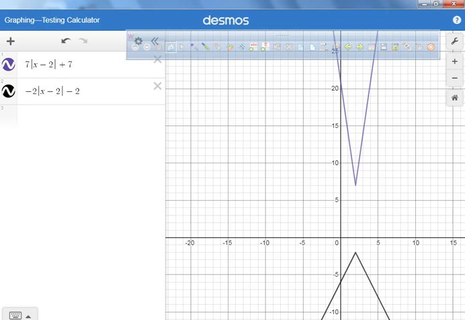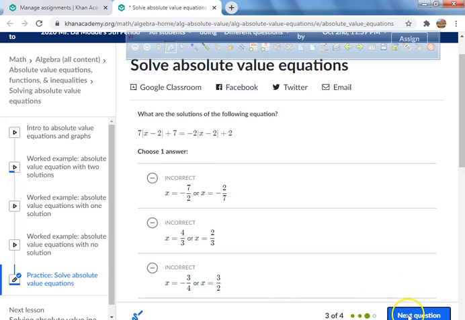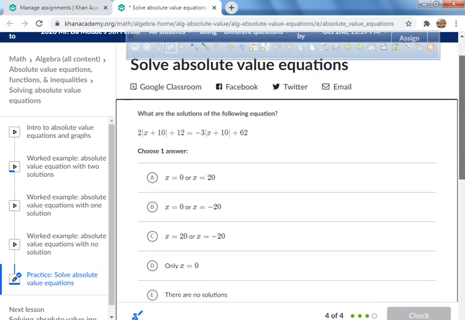All right. Now we're going to go ahead and move on to the next question. Here we go. Here's our final question that we're going to work on. We'll show you how to do it algebraically, and then we'll check it in Desmos.